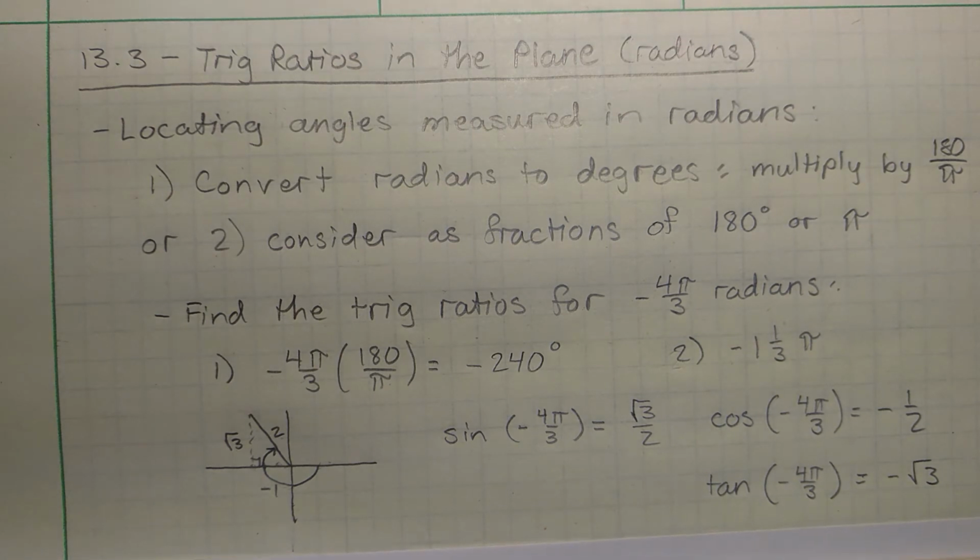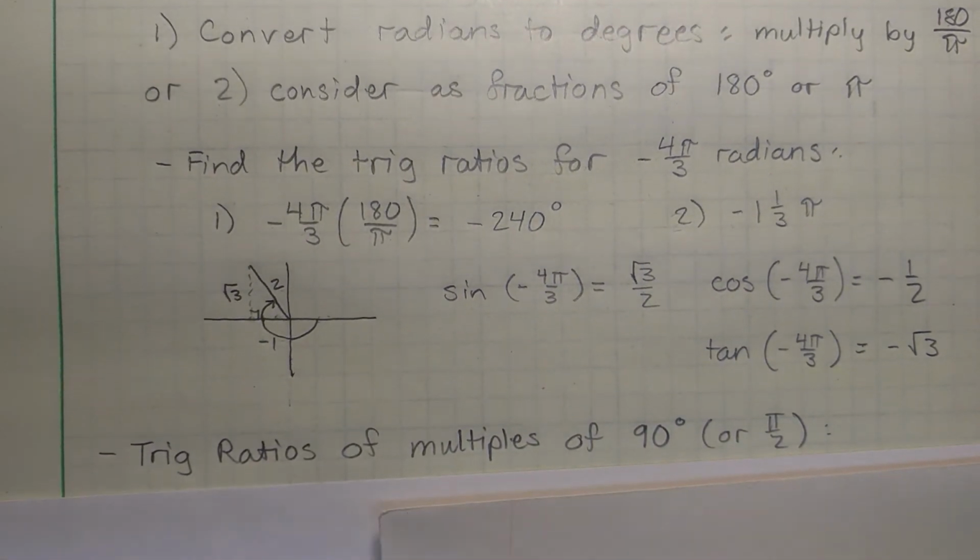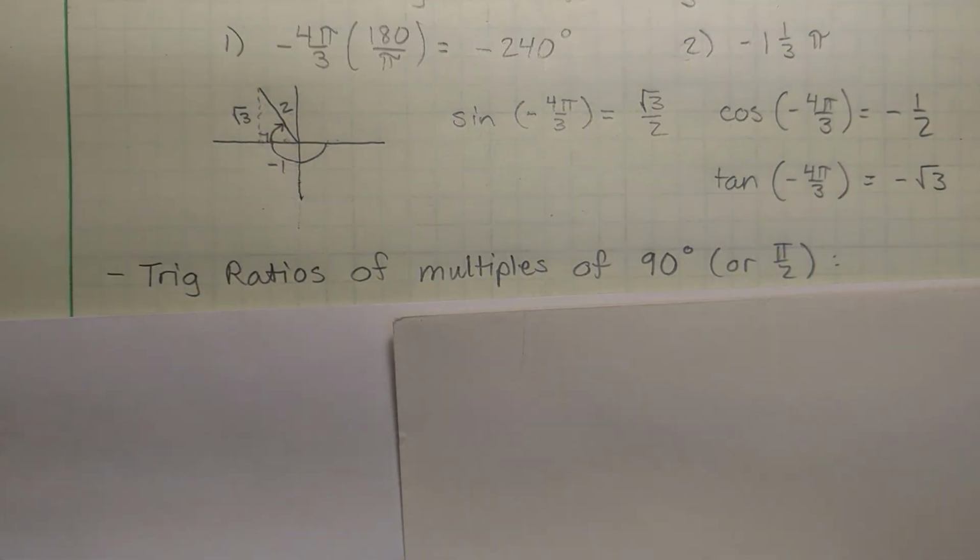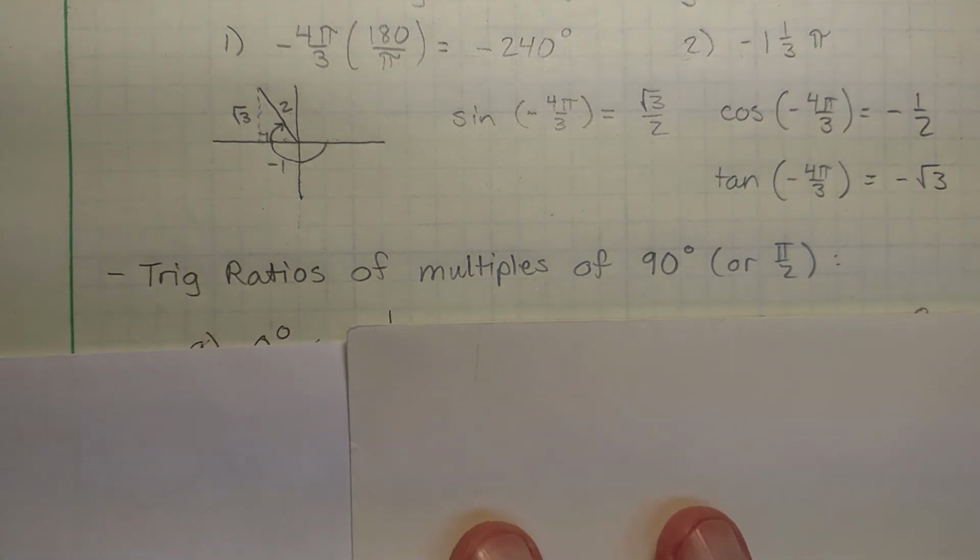All right, with that, let's look at the trig ratios. Another situation that comes up that we have not looked at yet is what comes up when we have trig ratios of the multiples of 90 degrees, or we can think of them as the multiples of pi over 2. In other words, when we look at the angle, we are on one of the axes, either the x-axis or the y-axis. So let's look at what happens there.